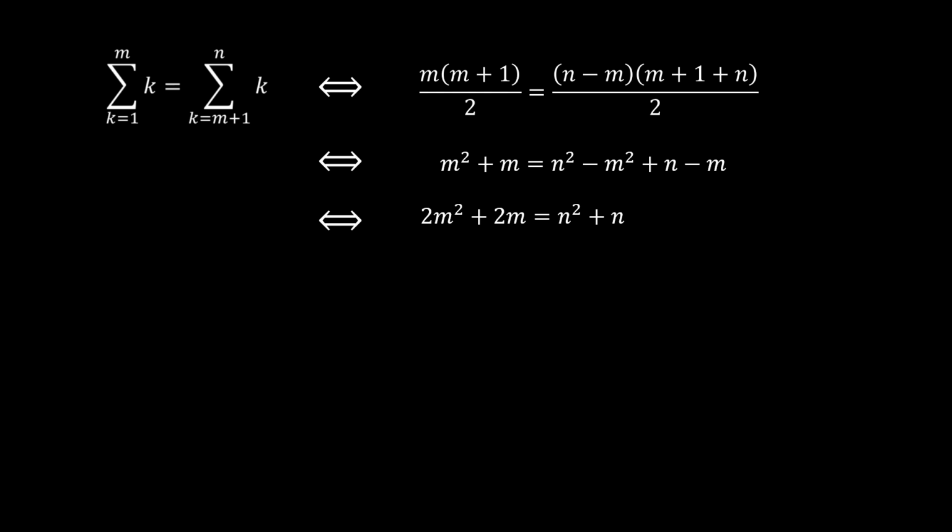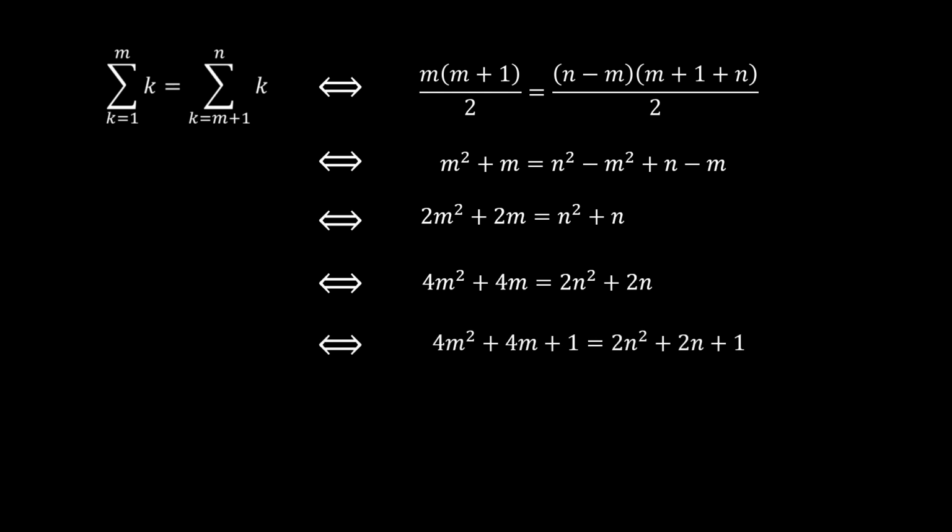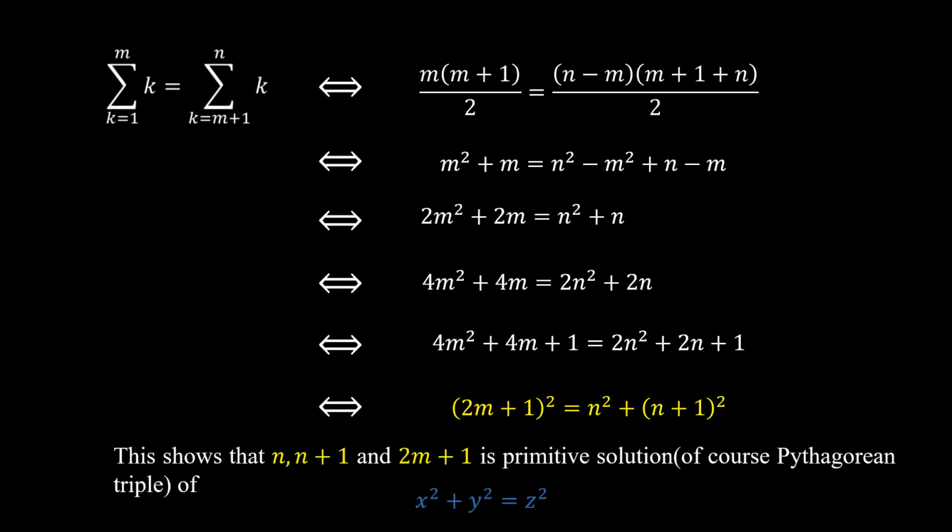From here, the first idea that came to my mind was to convert these equations into Pythagorean equations. So I multiplied these equations by 2 and then added 1 to both sides. So we have Pythagorean equations. So basically, (m, n) is a solution of the equations if and only if (n, n plus 1, 2m plus 1) is a Pythagorean triple. So the next step is we will find all (m, n) such that (n, n plus 1, 2m plus 1) is a Pythagorean triple.